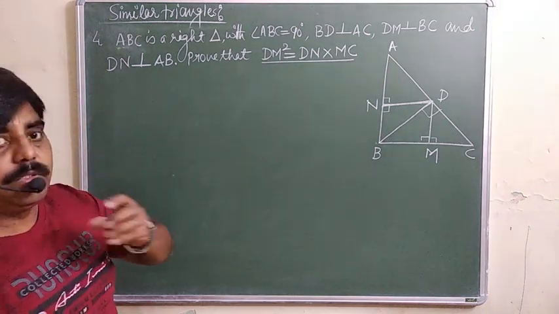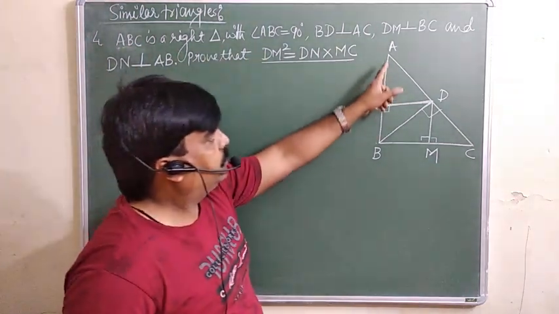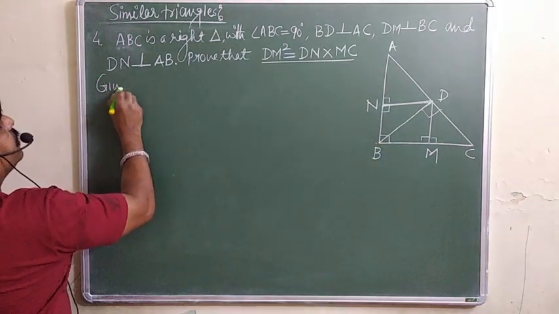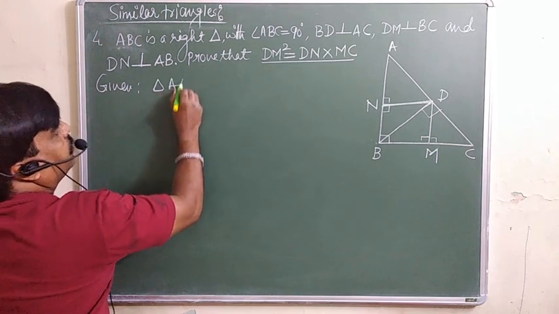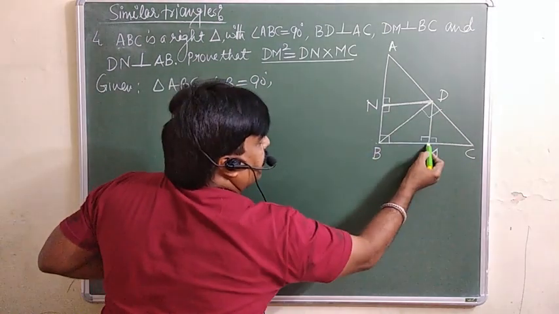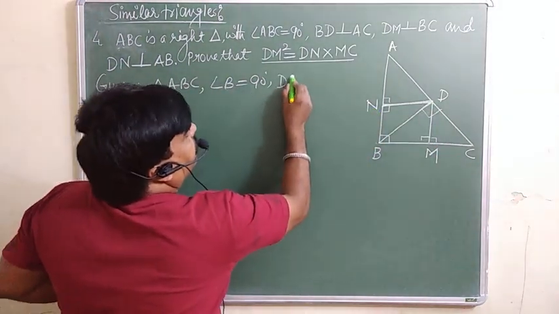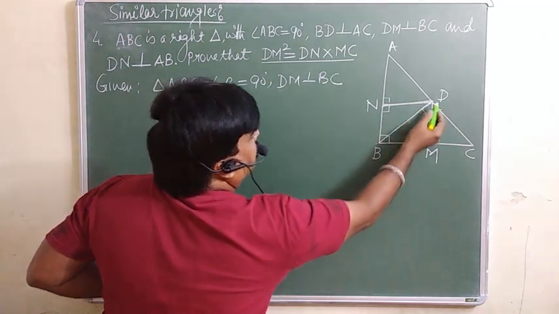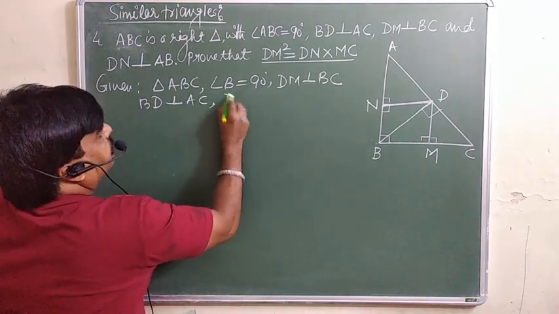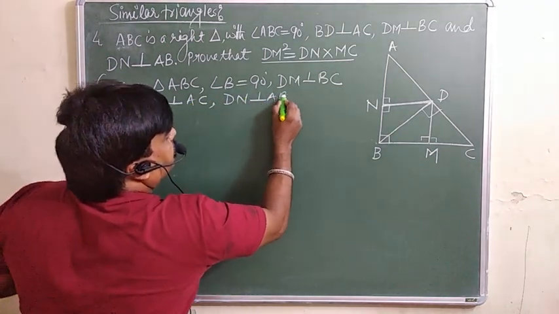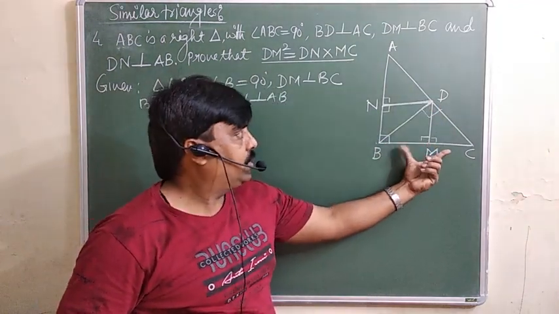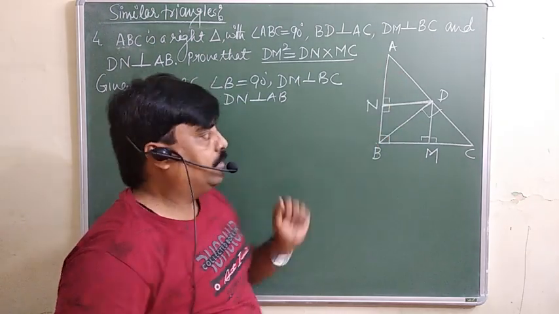Yes. Now the question is ABC is a right angled triangle, right angled at B. This 90 is already given. The information given is triangle ABC, angle B is equal to 90. And DN is perpendicular on BC, BD is also perpendicular on AC and DN is perpendicular on AB. This is the information given, meaning this BD is perpendicular on AC, DM is perpendicular on BC and DN is perpendicular on AB. So look at here now.